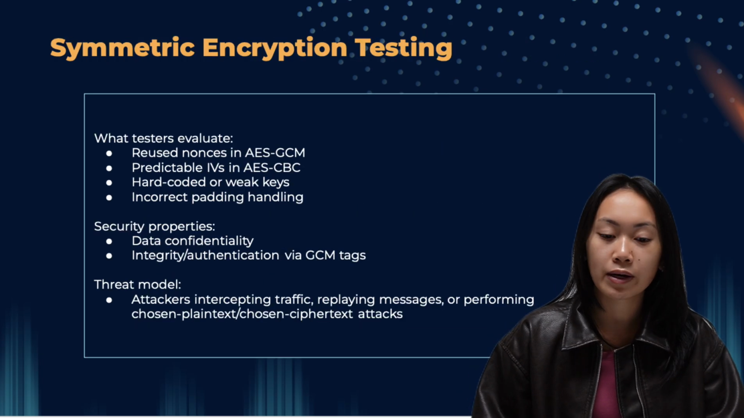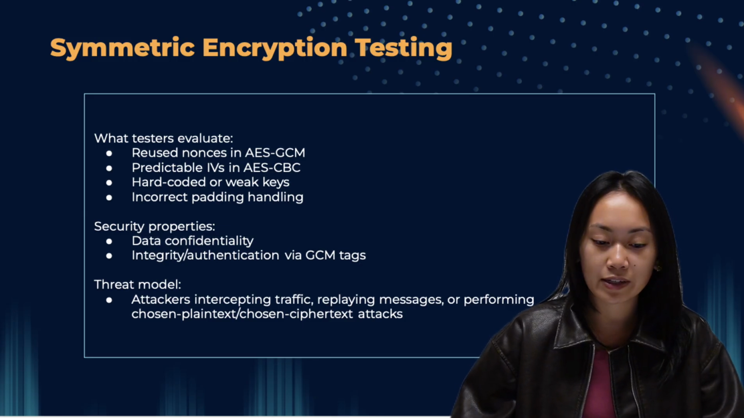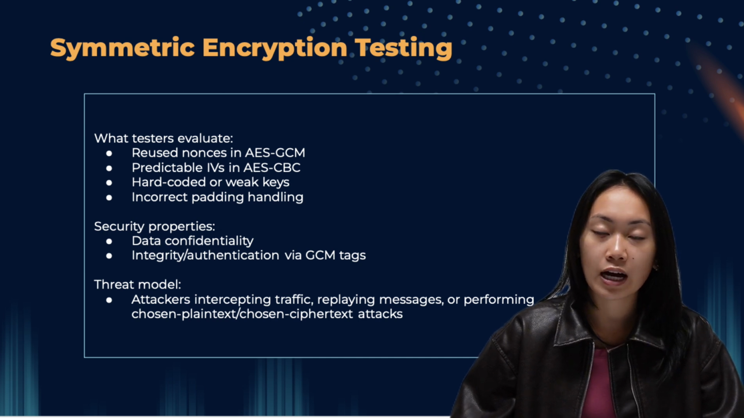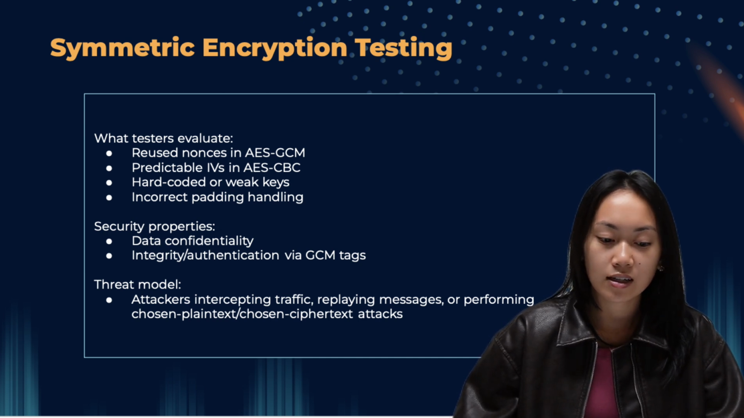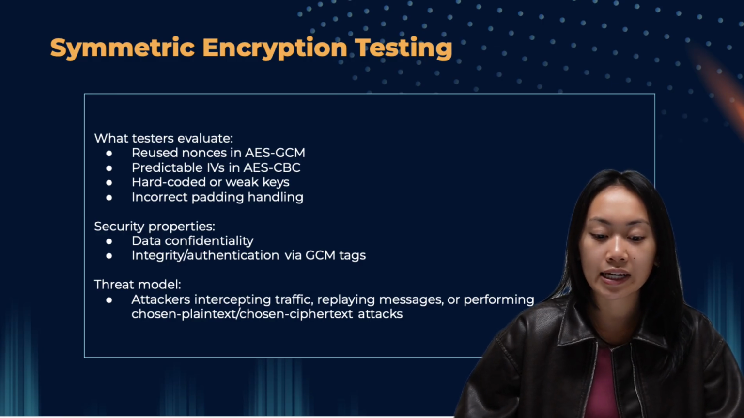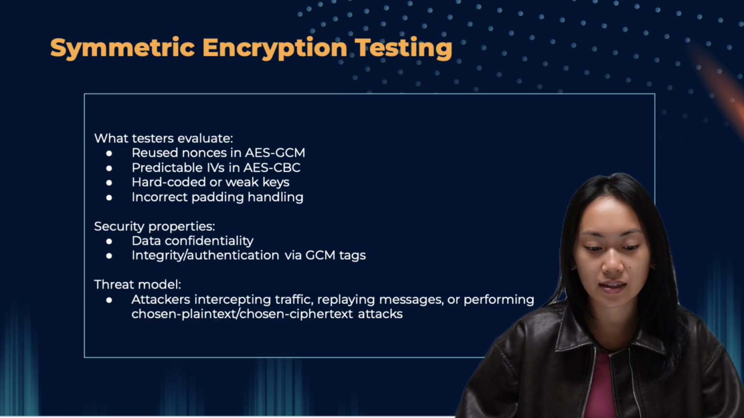Let's begin by talking about symmetric encryption testing. Symmetric encryption, which mainly falls under AES, is the primary symmetric algorithm encountered in penetration testing. What do testers evaluate? They look at reused nonces in AES-GCM, predictable IVs in AES-CBC, hard-coded or weakly derived symmetric keys, and incorrect padding.